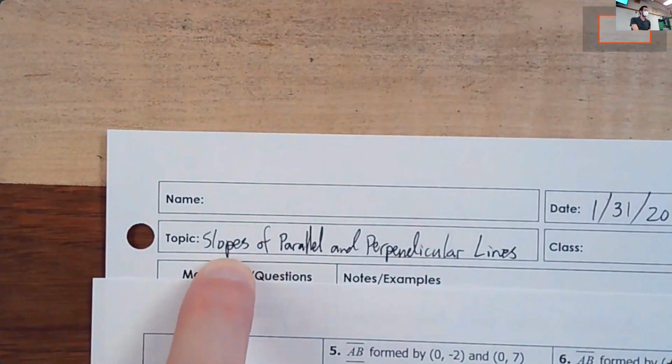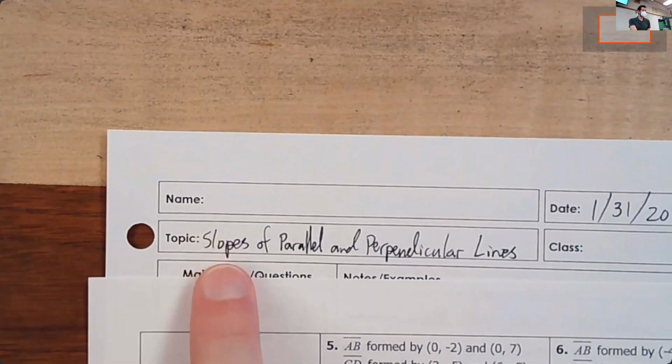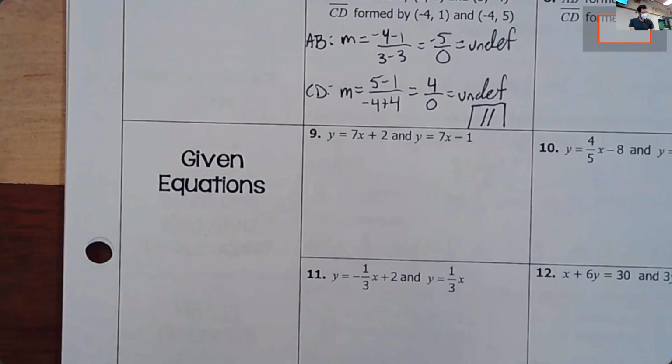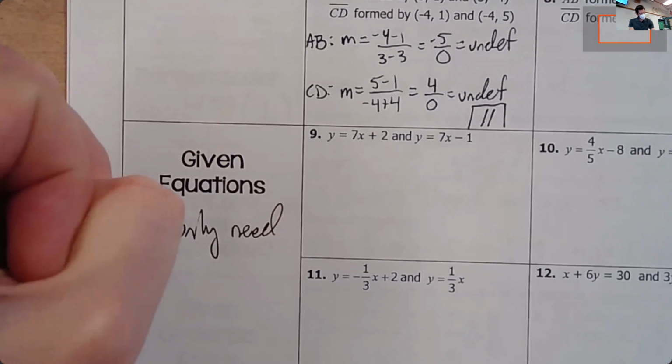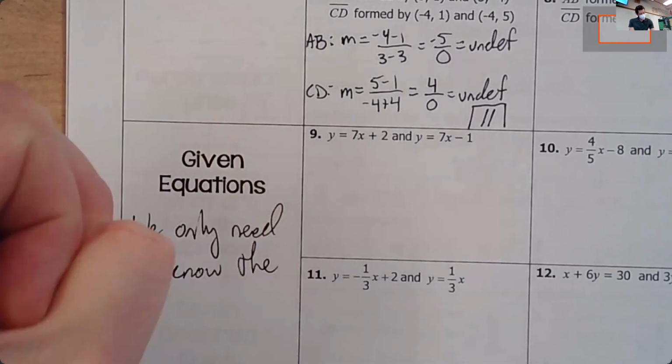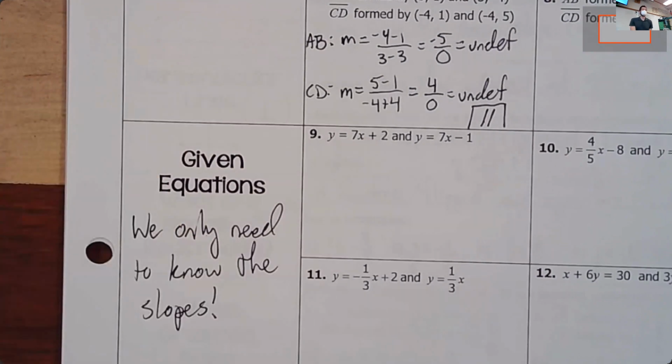The only thing we need to know about today are slopes. That's it. The only thing that matters are the slopes. So as we look at these equations, we only need to know the slopes. It's the only number we're interested in. Everything else is useful in other contexts, but in terms of determining parallel, perpendicular, or neither, the only thing we need to know about is the slope. Other than that, we can ignore the rest of it.